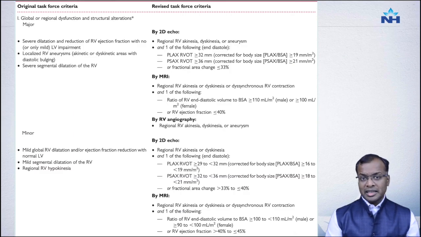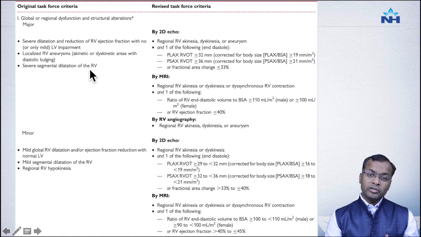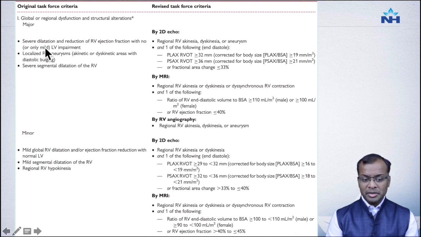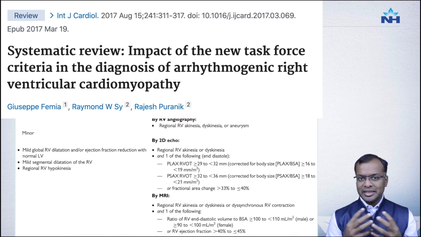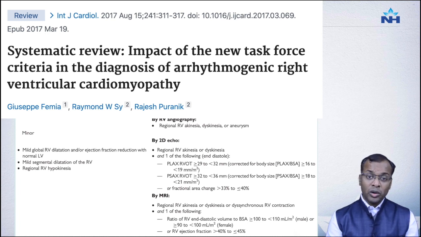Prior to these revised task force criteria, we used to follow the 1997 criteria, which had more descriptive changes rather than volumetric or quantitative abnormalities. This was the first task force criteria, which talked about severe dilatation of the RV and reduction of function. It did not quantify what was severe, or how much the ejection fraction needed to go down. So once the new criteria came, there was a lot of comparison between the old and new criteria to see what performed well.